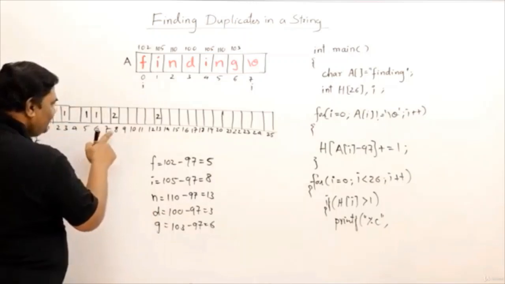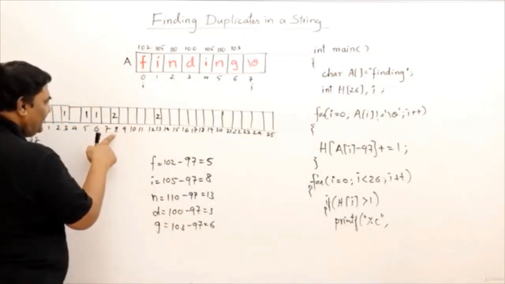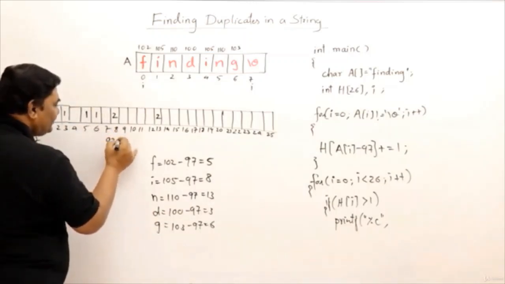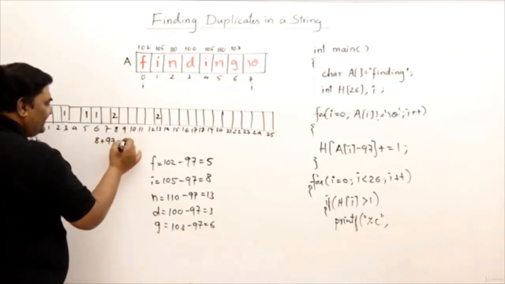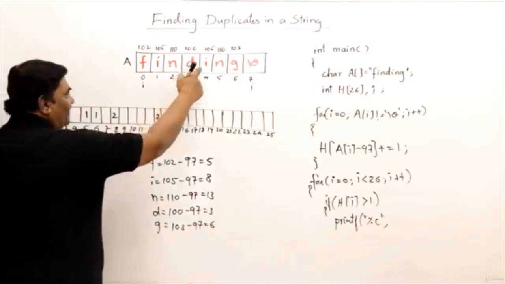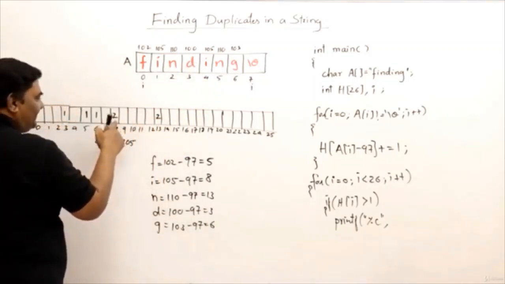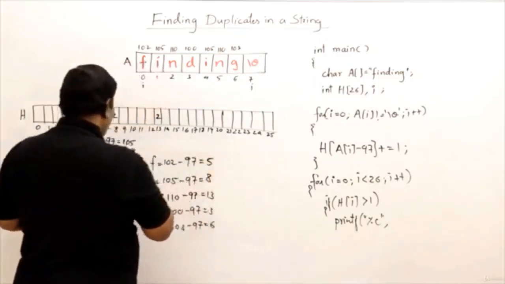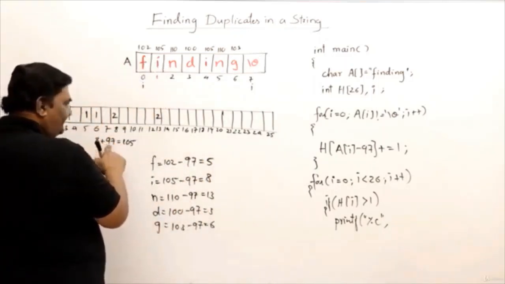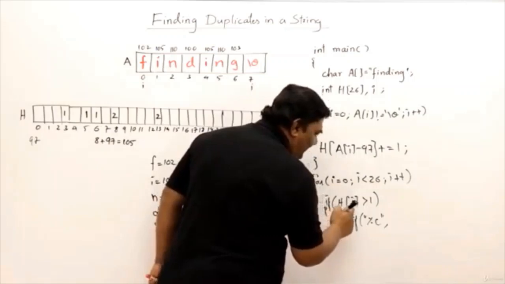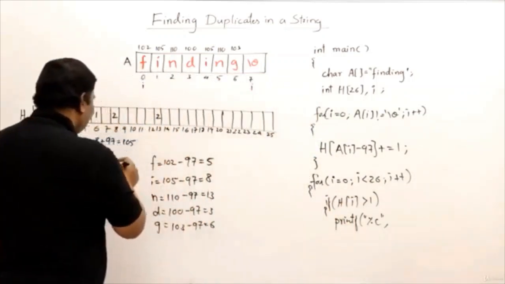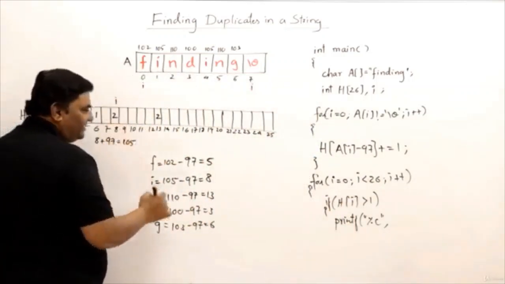So what I should do, suppose here it is more than 1, 8. So add 97. So it is 8 plus 97, it is 105, and 105 is I. So this I is repeating more than one time. So I have to add 97 for this index. So whatever the index I is, right now I is pointing here, right? So it is pointing here.